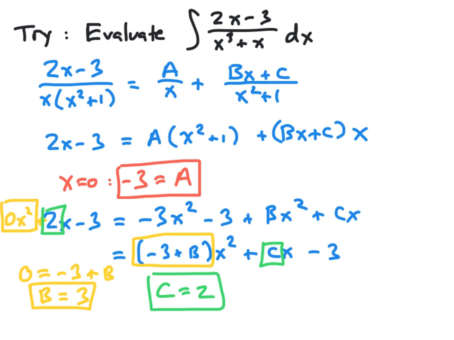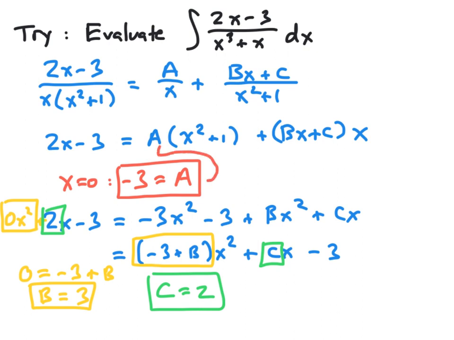The denominator factors as x times the irreducible quadratic x squared plus 1, and so our partial fraction decomposition will have the form A over x plus (Bx plus C) over (x squared plus 1). We clear the denominators to get 2x minus 3 equals A times the quantity (x squared plus 1) plus (Bx plus C) all times x. We can let x equal 0, and once we do that, we get exactly negative 3 equals A, and therefore A will be negative 3.